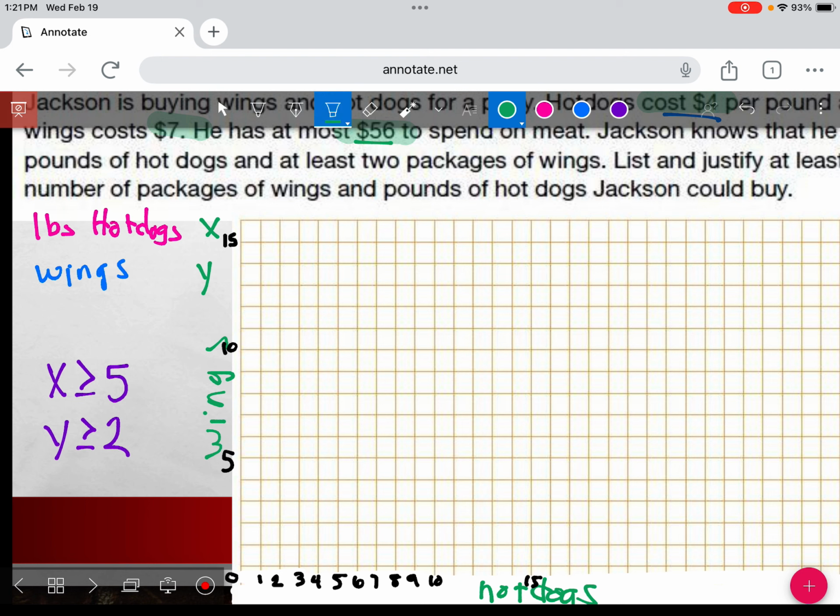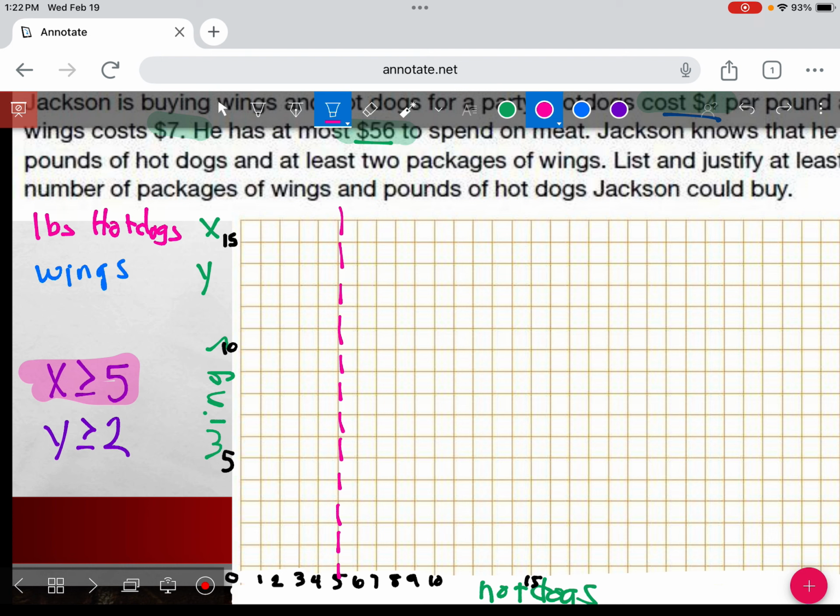How do I draw on a graph that my X has to be greater than or equal to 5? It has to be bigger than 5. More specific, what's it going to look like? Right here, this is where my X is 5. So which side is bigger than 5? To the left or to the right? To the right. So I'm going to use a little highlighter here.